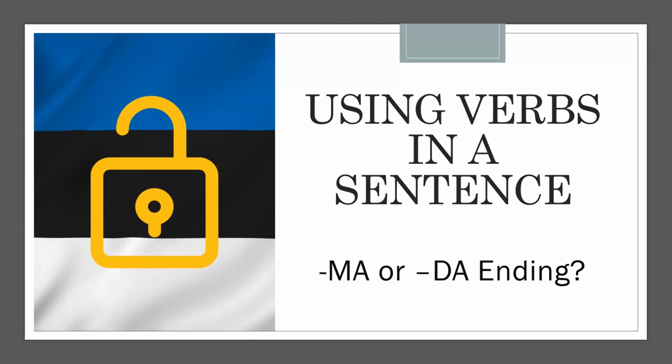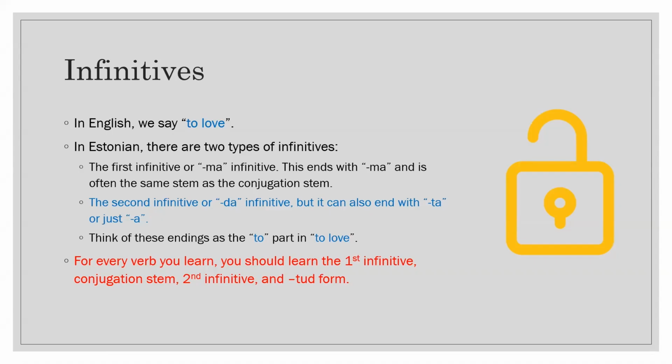In this video, I will cover using verbs in a sentence, specifically whether or not you should use the MA or the DA verb endings. To understand this, we first need to understand infinitives. In English, we say to love. This is the infinitive form of the verb.